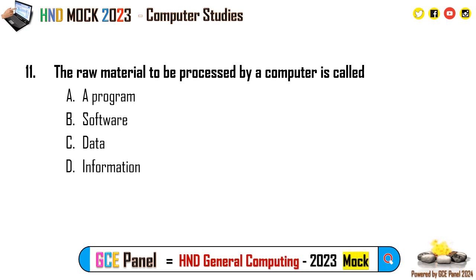The raw material to be processed by a computer is called, of course, we know this is data, okay? Now the processed material is what constitutes information. Question 12.